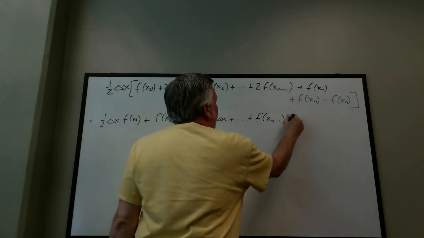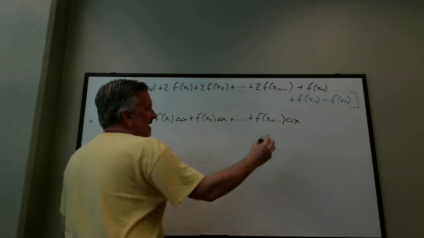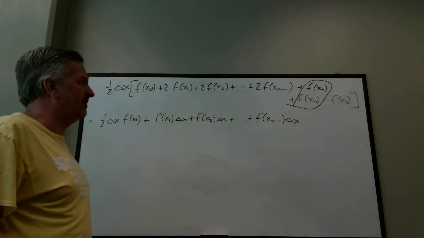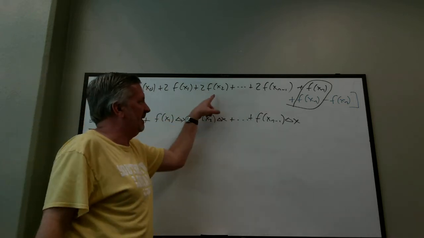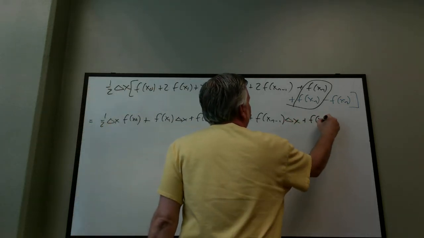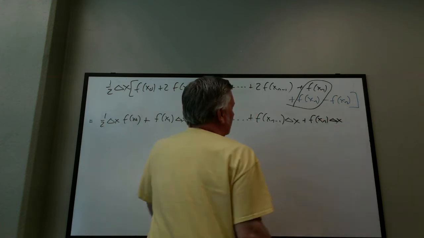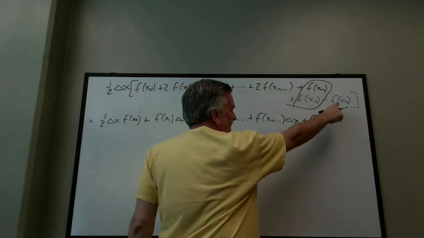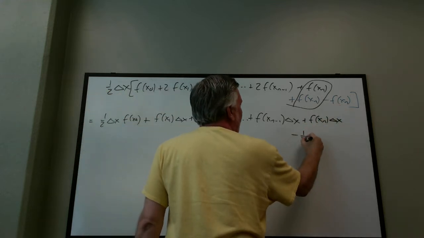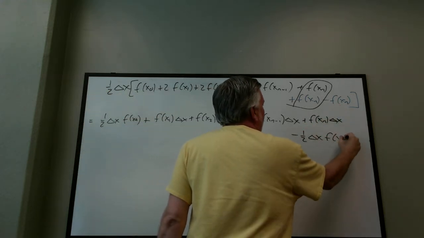Now notice here, there are 2 f of x n's. So now multiply that by the half delta x, you get plus f of x n delta x, because there are 2 of those now. And then we still have this term here, but times 1/2 delta x, that's minus 1/2 delta x f of x n.